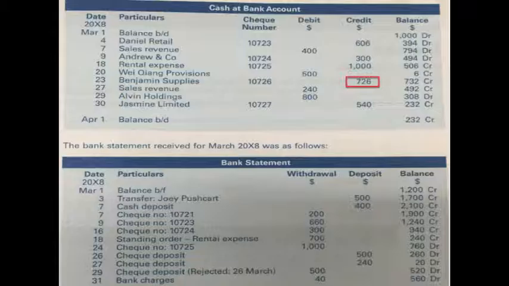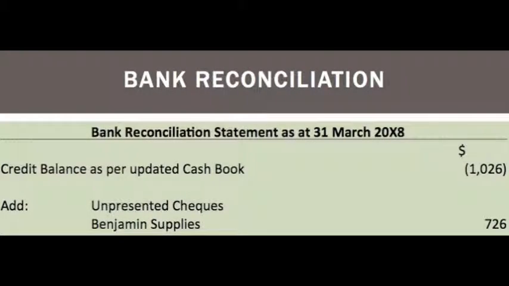Another way to check for unpresented checks is to check the check number. The check number 10726 is not reflected in our bank statement. This shows that it hasn't been processed yet. Because the bank does not know about the existence of this withdrawal, they would not have deducted this $726. So we have to take the perspective of the bank. We have to add back all the unpresented checks. Therefore, we add $726 for Benjamin Supplies.